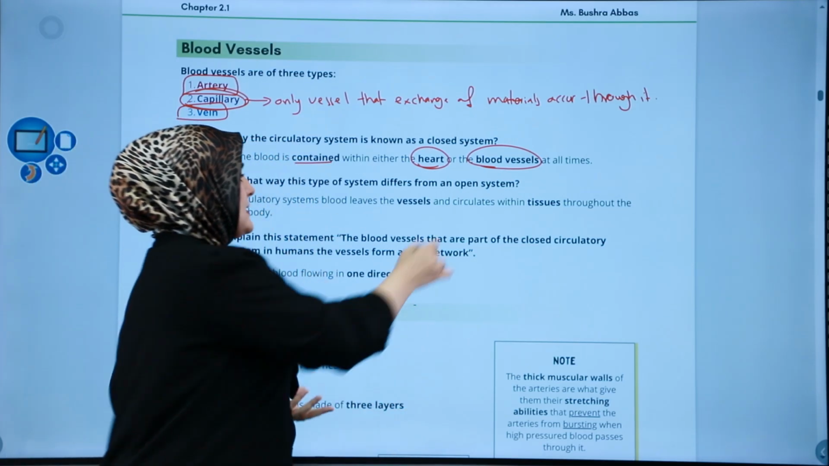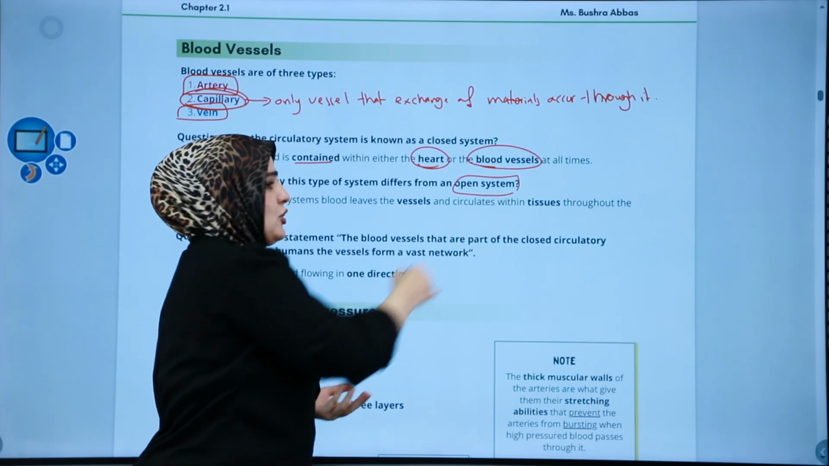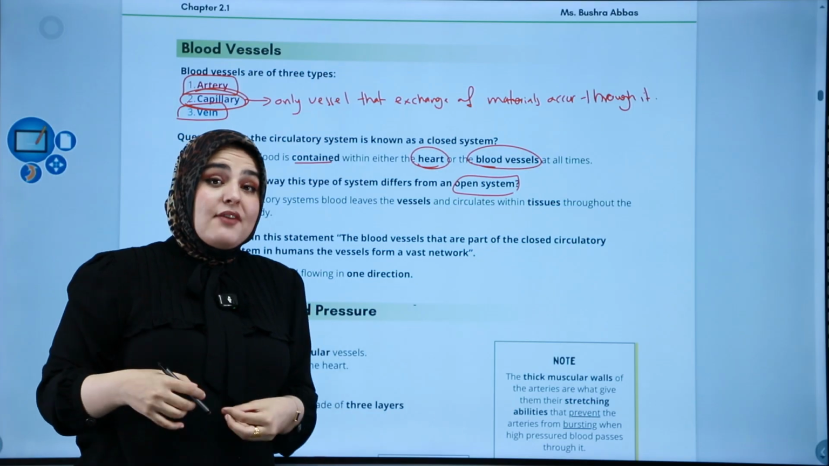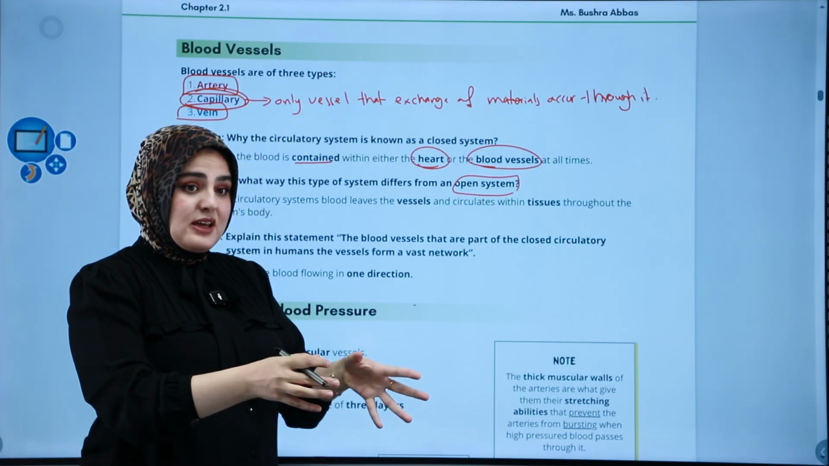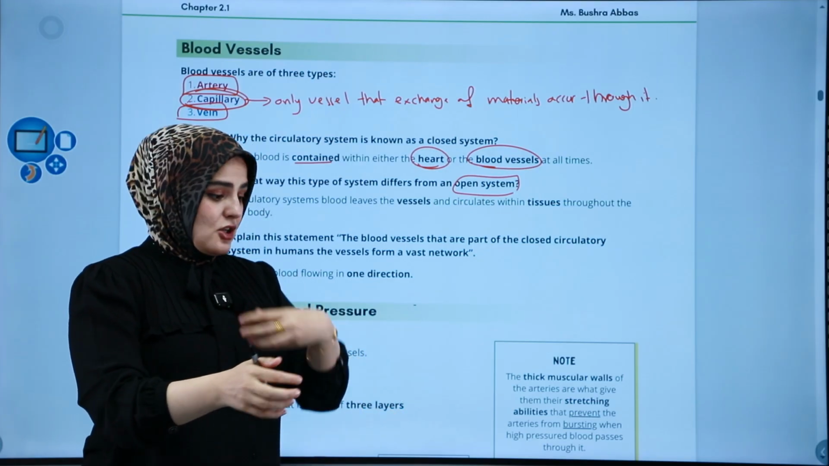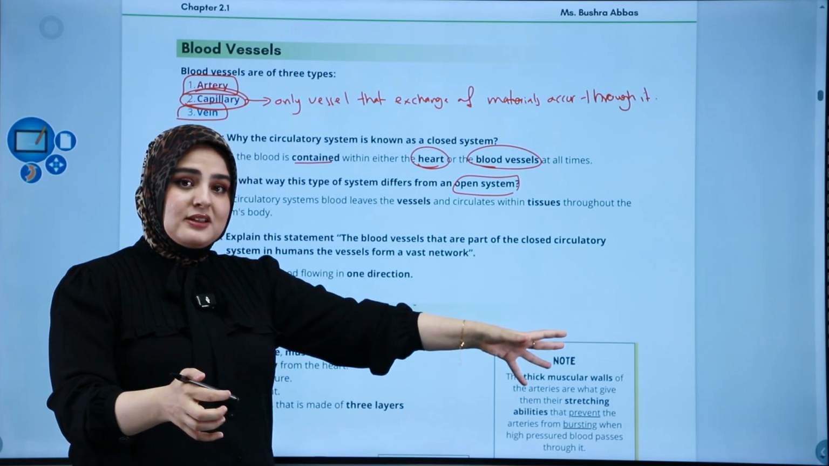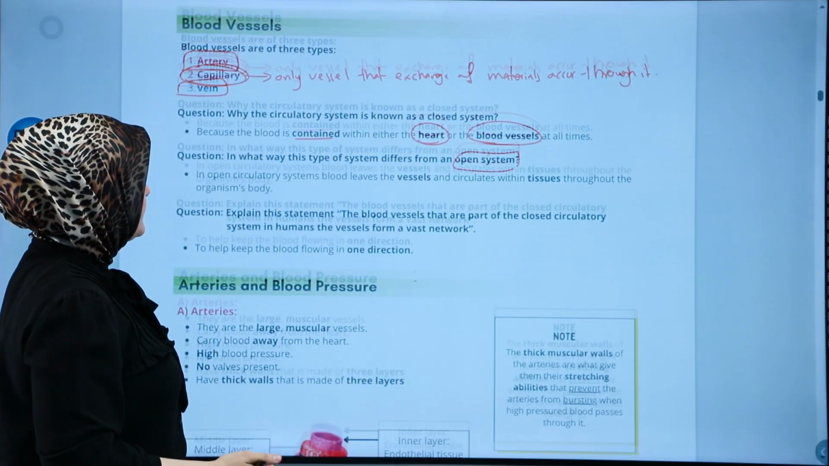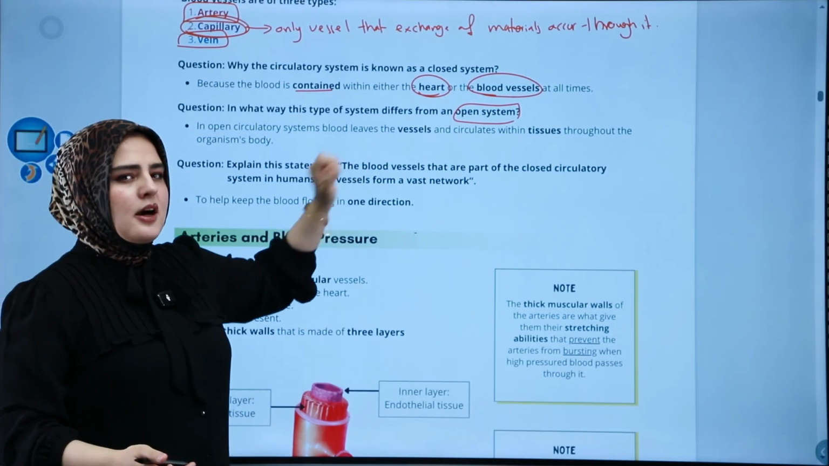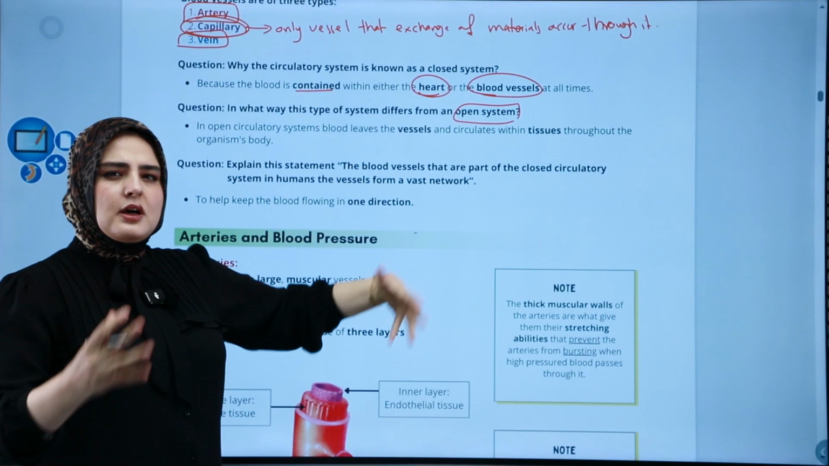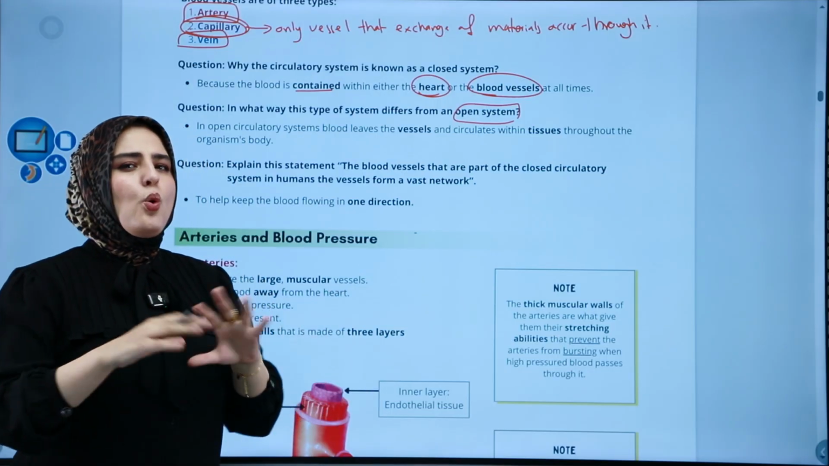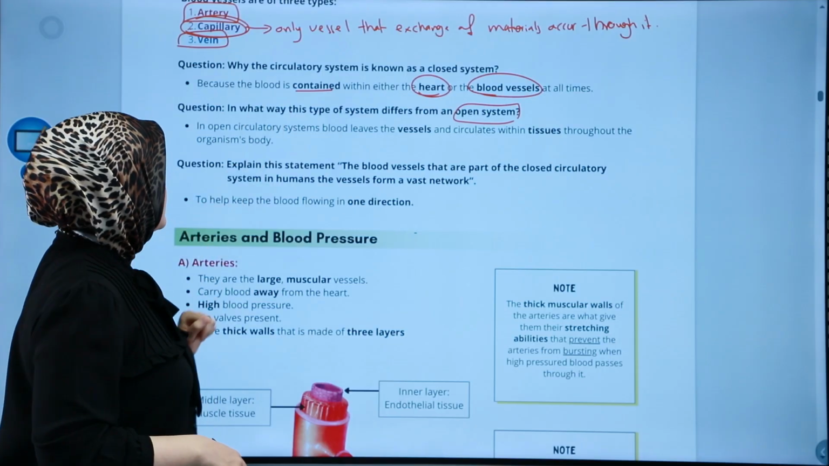There's also an open system. But what is the difference? When the heart pumps it, it goes to the vessel. After that, the vessels have a dead end where the blood is going to be spilled in the tissue. That's how you know it's an open system. For example, insects have an open system, but animals, birds, those types of things, they all have a closed system.